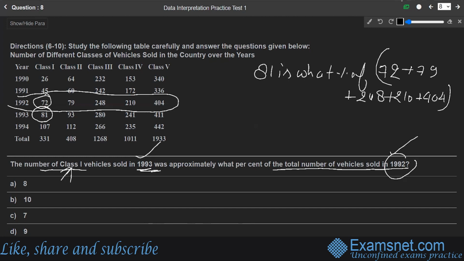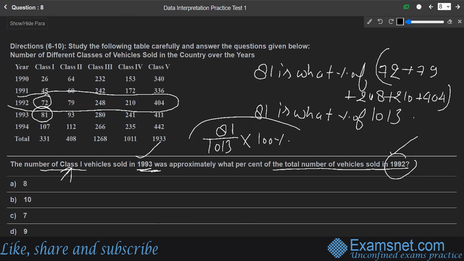If we do this total, it is coming out to be 1013. So 81 is what percent of 1013. For that we can use 81 out of 1013 multiplied by 100%. This is how we can find out what percent it is. If we calculate this further, it is coming out to be 8%. So that becomes the right answer, 8%. That is available as option number A.